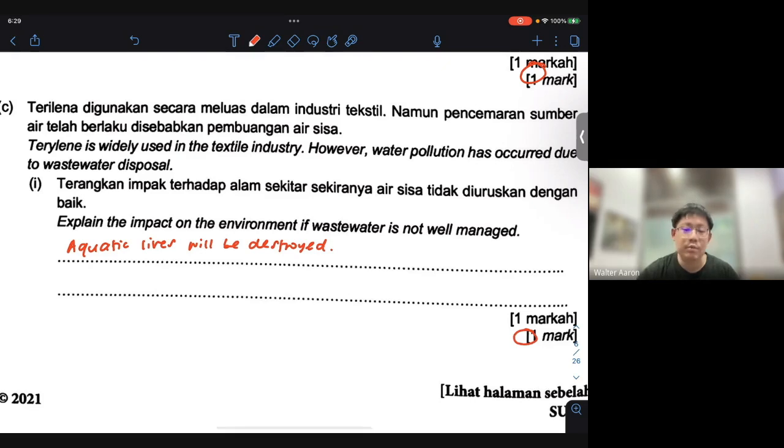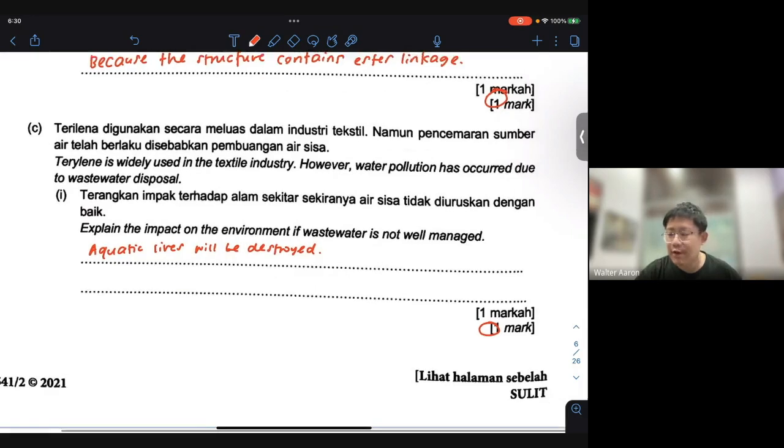Just like the Sungai Kim Kim case that we saw last time, it actually caused the whole river to be black in color, and then it actually killed off most of the life forms inside, fishes, plants, and so on. Not even microorganisms can survive.